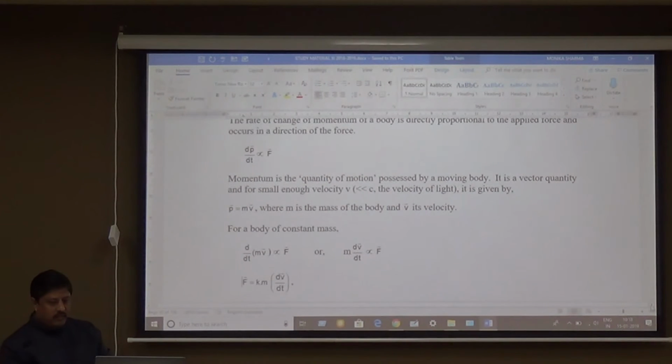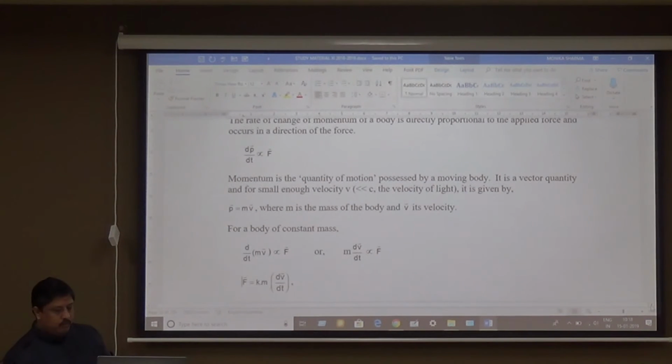Momentum is a vector quantity, for a small enough velocity v less than c. This is very important. In Newton's laws of motion, we discuss only the concept of Newtonian mechanics, because in Newtonian mechanics v is less than c. In your daily life, you can see a truck moving with 60 km per hour; you can't say the truck is moving with 3000 meters per second. So Newtonian mechanics is applicable only when v is very much less than c. Otherwise, it will fail.